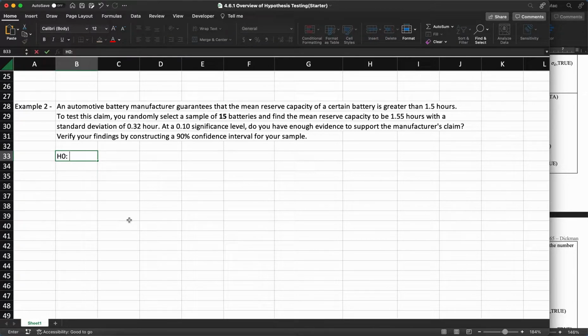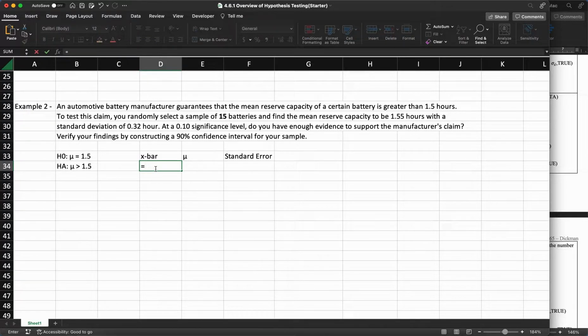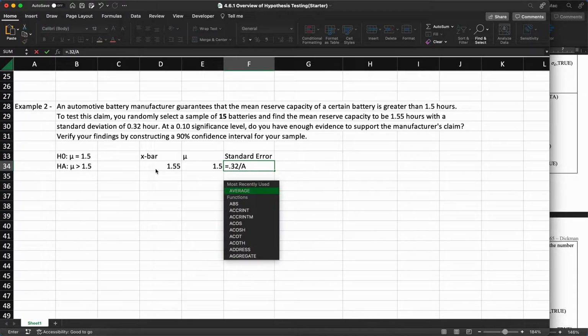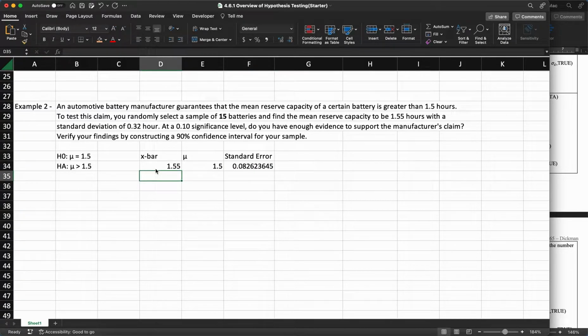So we know that our null hypothesis is going to be that mu is 1.5 hours. An alternative hypothesis, which is the claim here, is that mu is actually bigger than 1.5. Now we need to identify what x bar is, what mu is, and what the standard error is. X bar is still going to be 1.55. Mu is still 1.5. The standard error is going to be a little bit different because our sample size has changed. So we're going to take the standard deviation and divide it by the square root of n, which in this case is only 15. So you can see that's a larger standard error.